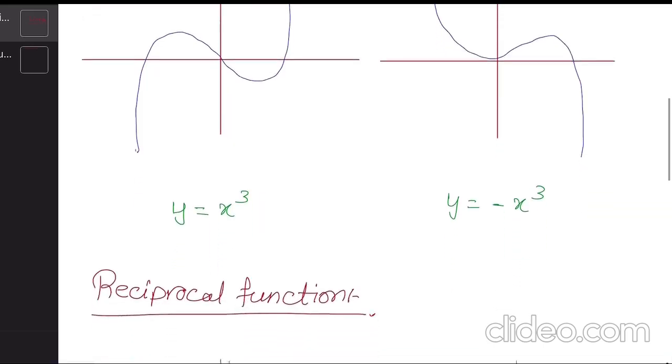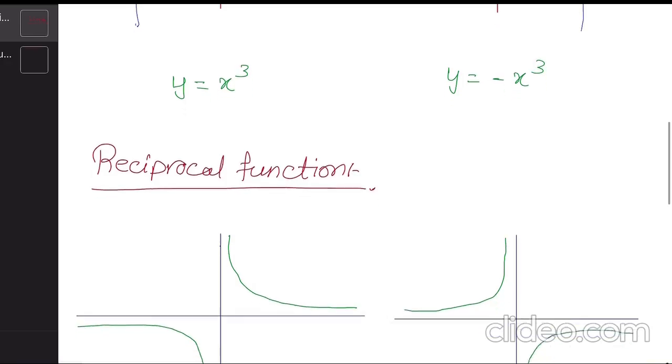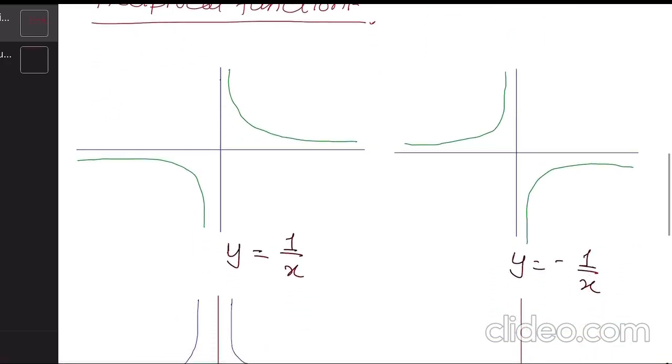Okay, next one is the reciprocal function. Now, what is a reciprocal function? The function in which the variable comes in the denominator is known as the reciprocal function.